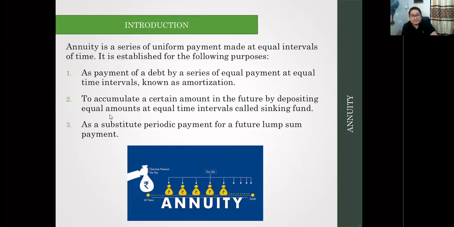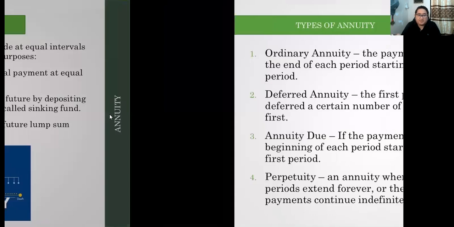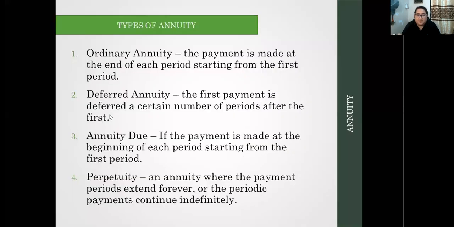Okay? And then last is as a substitute periodic payment for a future lump sum payment. Okay? So, halimbawa, meron kayong makukuhang pera na 5 million at the end of 10 years pero ayaw mo maghintay ng 10 years para magkaroon ka ng 5 million. So, magkano yung pwede mong makuha kapag gagawin mo siyang yearly yung dating ng pera sa iyo. Okay? So, yan. So, there are 4 types of annuity. We have ordinary annuity, deferred annuity, annuity due, tsaka perpetuity.